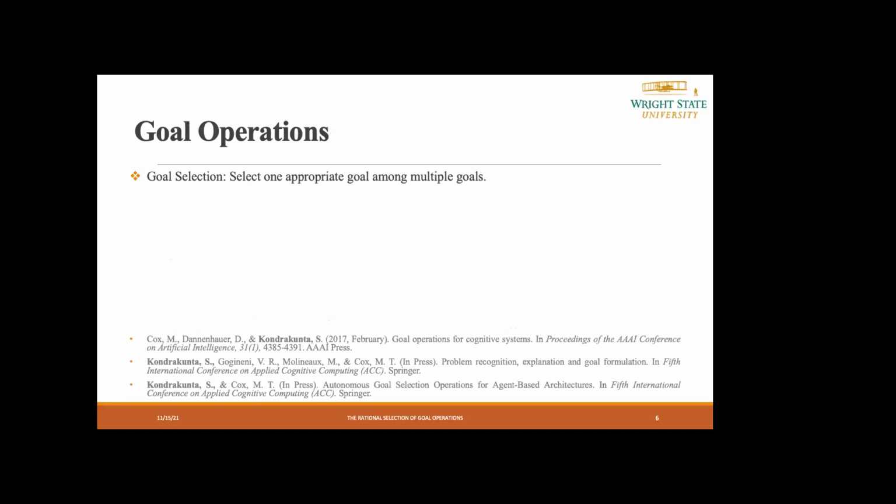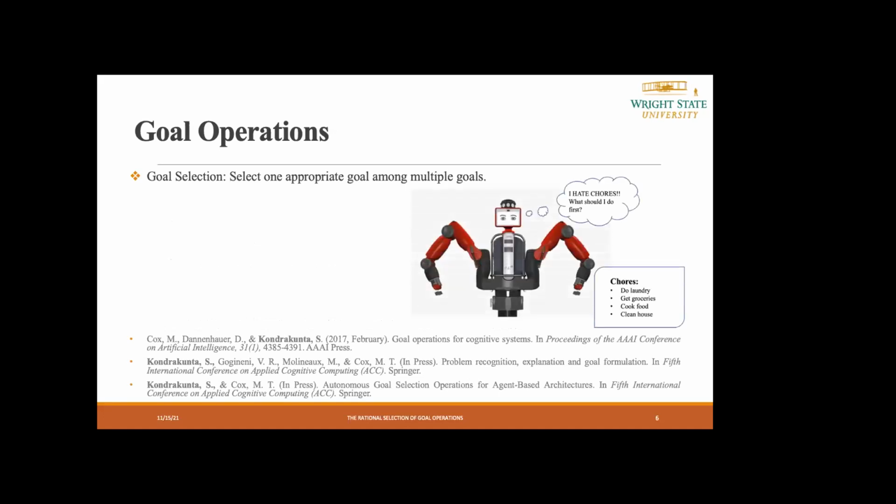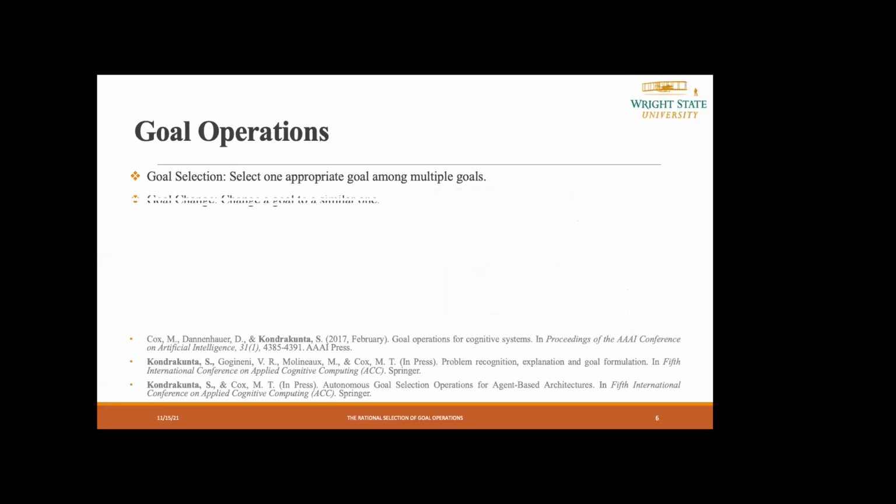The first one is goal selection, meaning when we give a bunch of goals to the agent, it must not wait for a human to tell it what goal to do next. Instead, it should be able to figure out the next goal or the current goal that it is going to pursue on its own. And that is one goal operation.